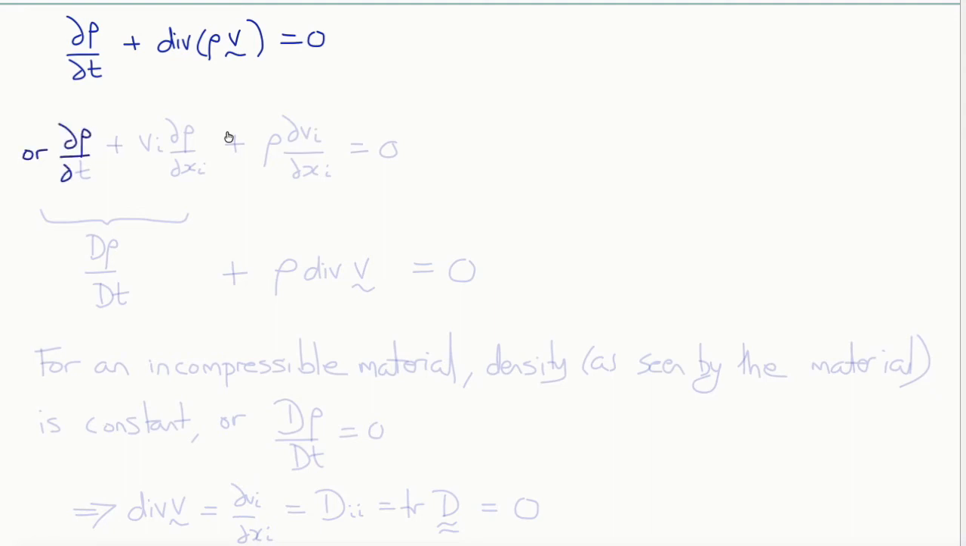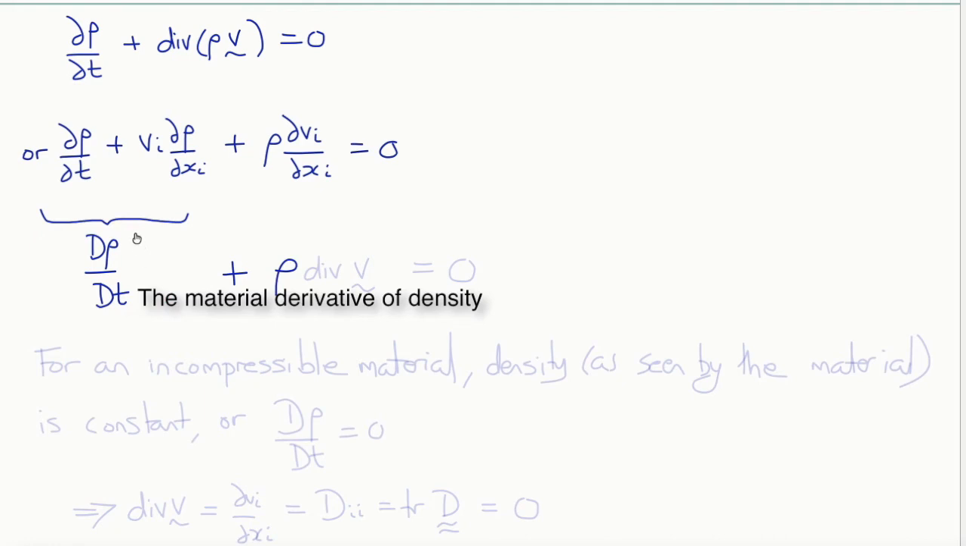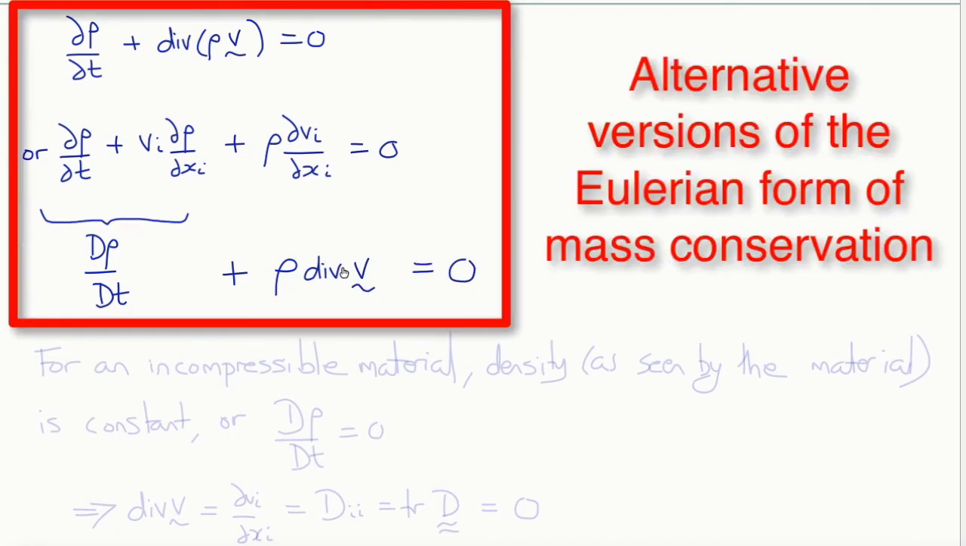Now writing this in index notation, this would be ∂ρ/∂t plus vi ∂ρ/∂xi plus ρ ∂vi/∂xi, because this divergence of a product will result in two terms when we expand the derivative. Notice these first two terms, ∂ρ/∂t plus vi ∂ρ/∂xi, are the same as the material derivative Dρ/Dt. And the second term, ∂vi/∂xi, is just the divergence of v times ρ.